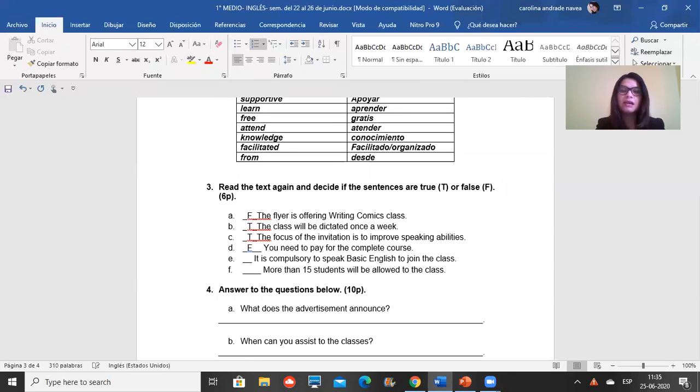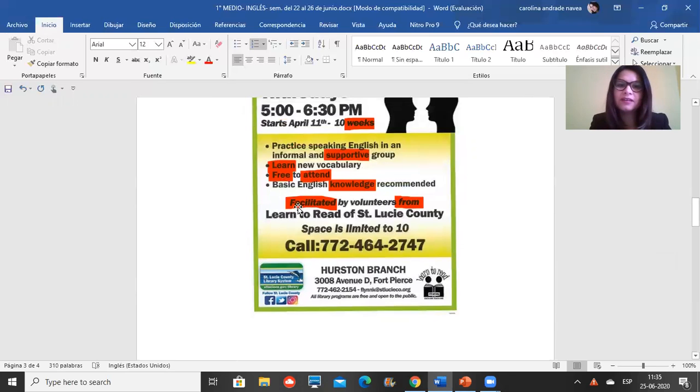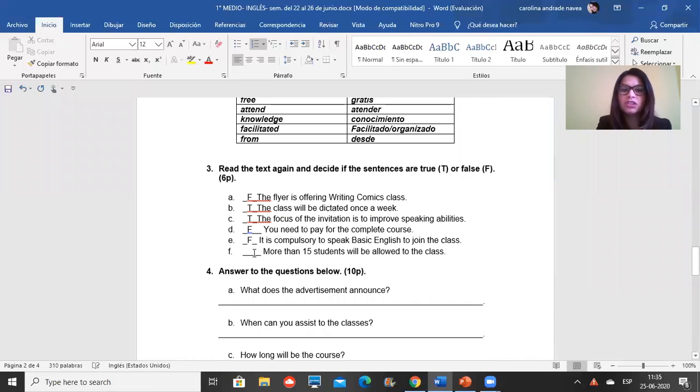False. Then more than 15 students will be allowed to the class. Let's see how many students. Facilitated by volunteers from Learn to Read of St. Lucie County. Space is limited to 10, okay? So no more than 10, only 10. So more than 15 is also false. Okay, guys, so that's activity number 3. I hope it's clear for you guys, okay?